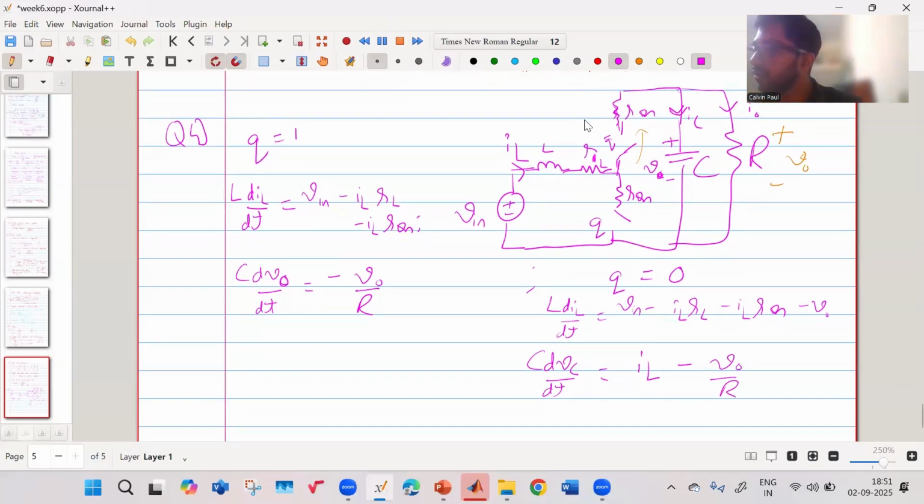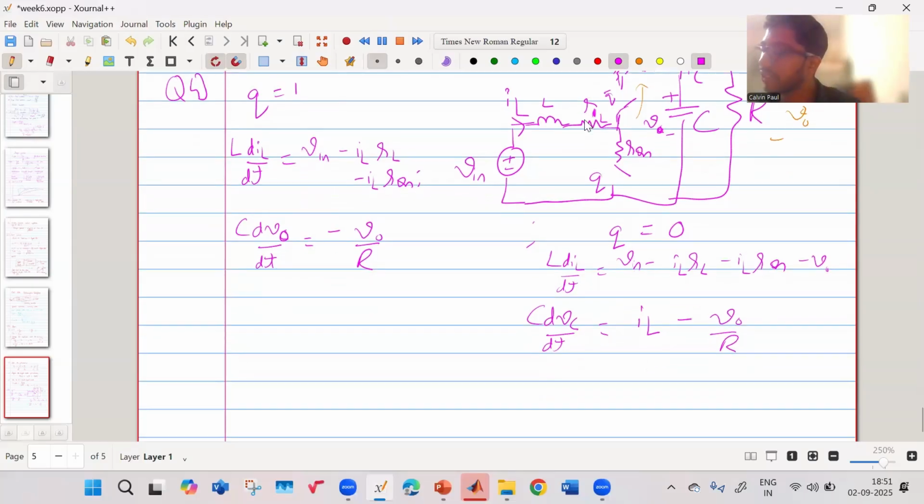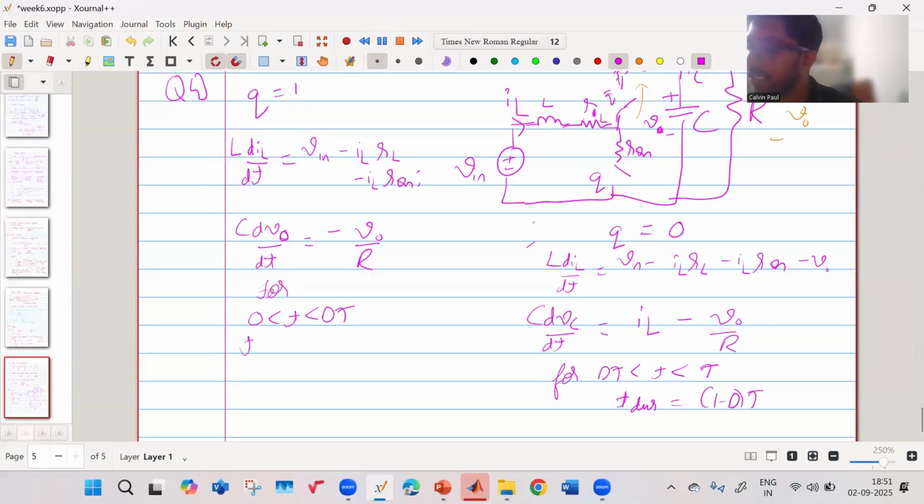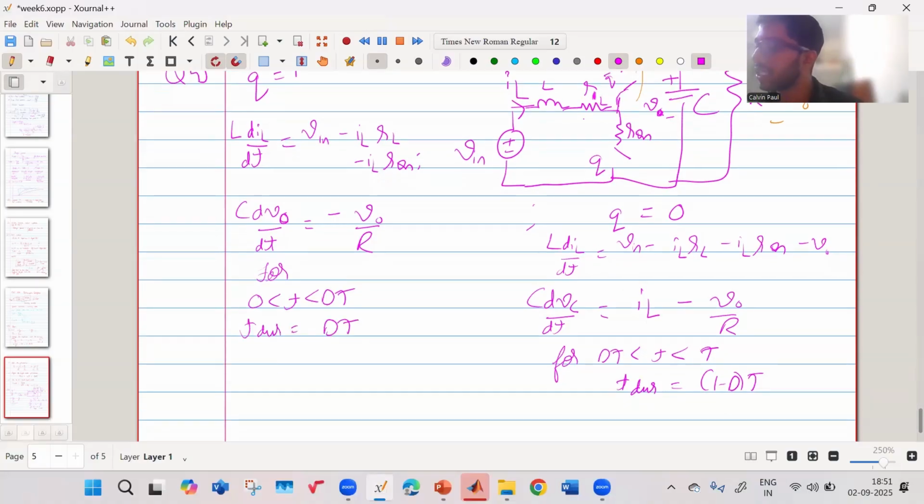So now we have to do the averaging, circuit averaging. So how do you do the circuit averaging? This is for a period of time dT, and this is for a period of time T. So the time duration of this is 1 minus d into T, and this time duration is equal to d into T. Let us look into it.